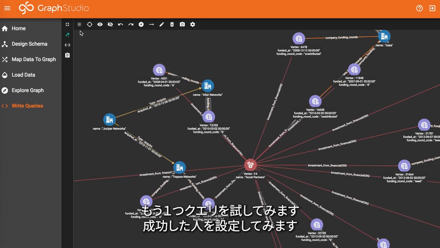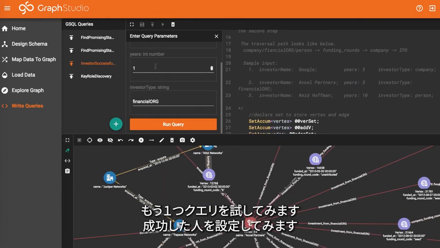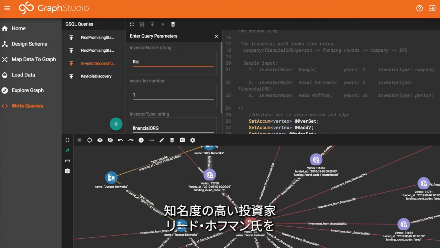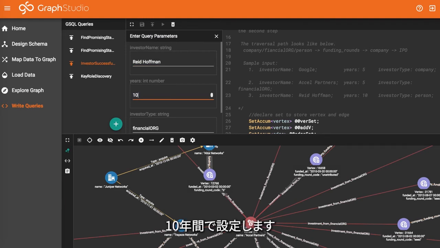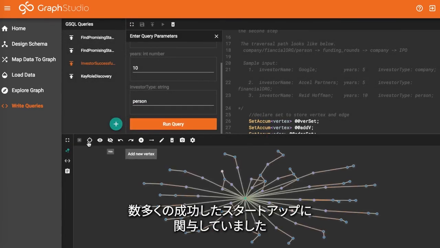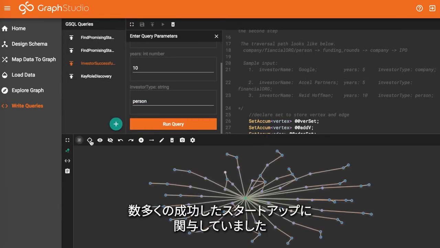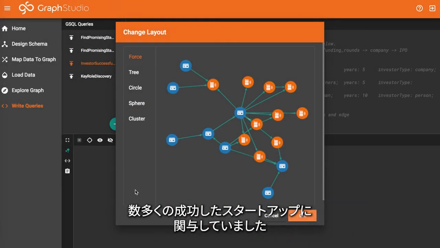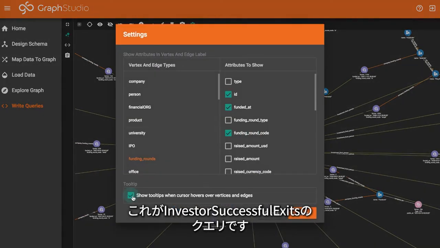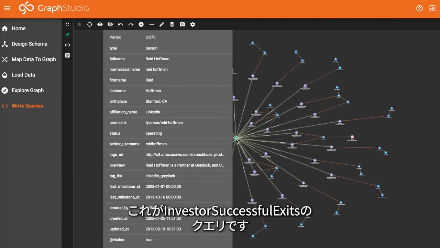And one more query. So this time let's take a successful person. We'll look at the well-known investor Reid Hoffman. And we'll give him 10 years. And over 10 years, he has been associated with many successful startups. So that is the Investor Successful Exits query.